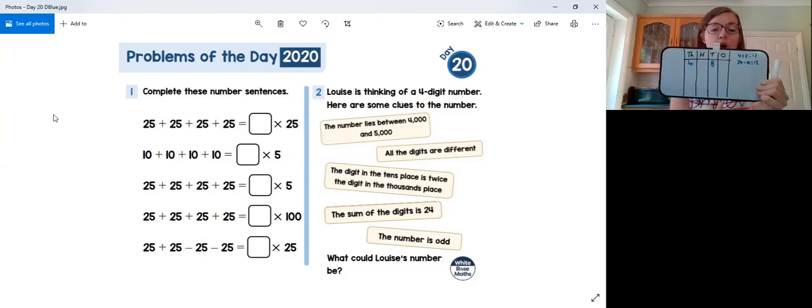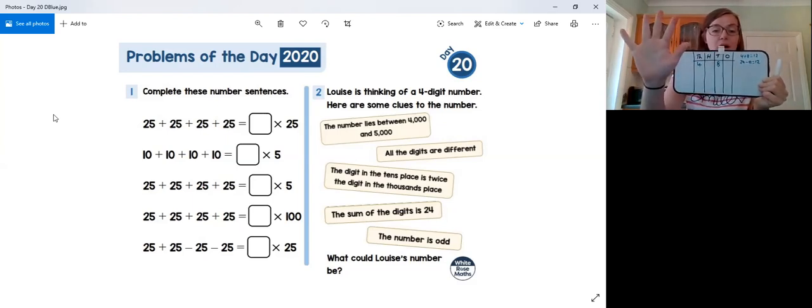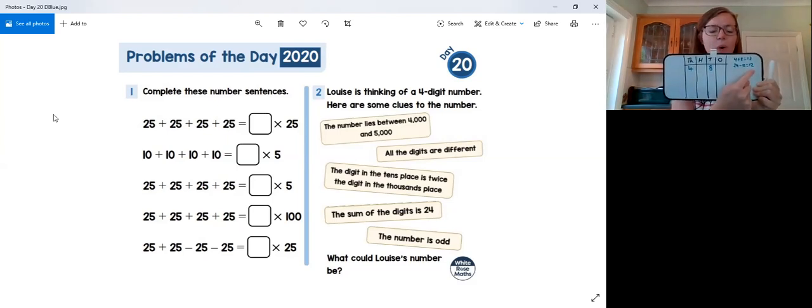So if it is an odd number, it will have an odd number in the ones column. Remember, our odd numbers are 1, 3, 5, 7, and 9. So it has to have one of those numbers in here. Okay, well, if it had a 1 in here, and we know that the ones and the hundreds have to add up to 12, what would we need to partner with 1 to make 12?